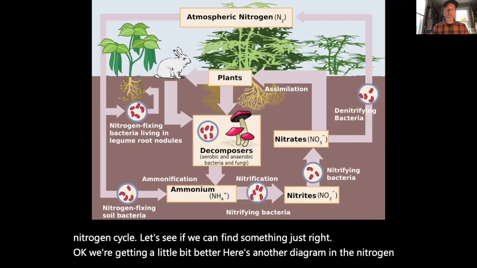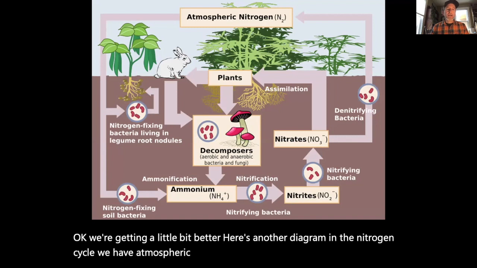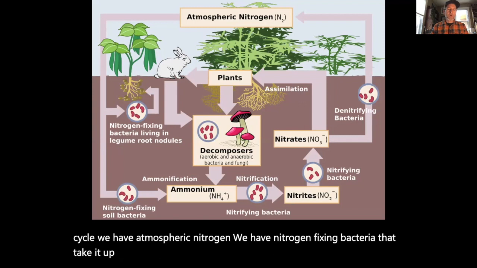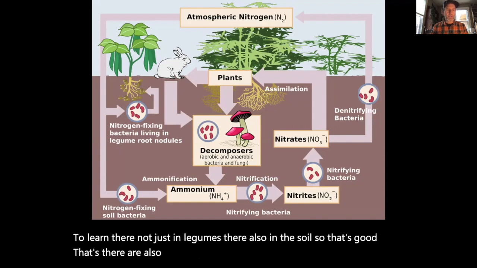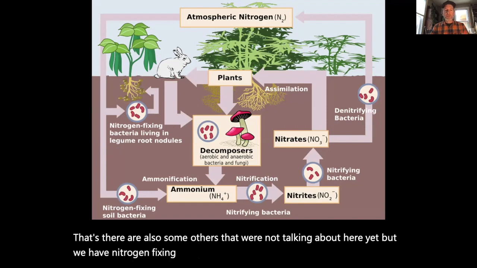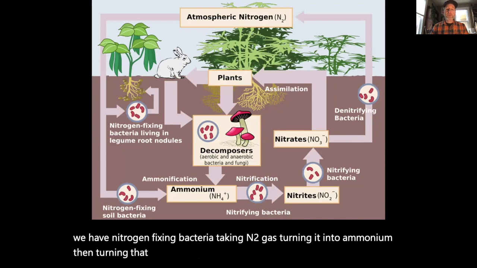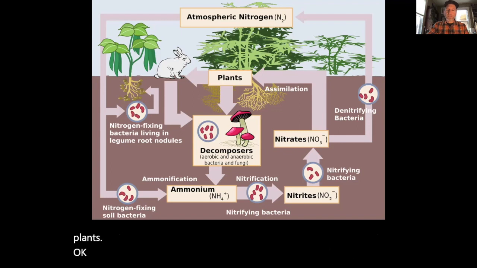We have atmospheric nitrogen. We have nitrogen fixing bacteria that take it up. Somehow this diagram only has nitrogen fixing bacteria in legumes. We're going to learn they're not just in legumes, they're also in the soil. So that's good, that's there. There are also some others that we're not talking about here yet. But we have nitrogen fixing bacteria taking N2 gas, turning it into ammonium, then turning that into nitrates, and nitrates are suddenly taken up by plants. Okay, there might be a few more steps here.